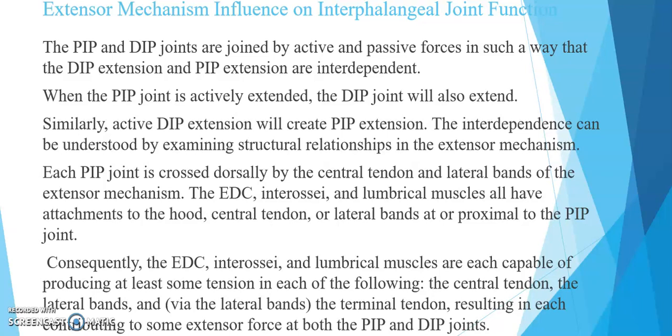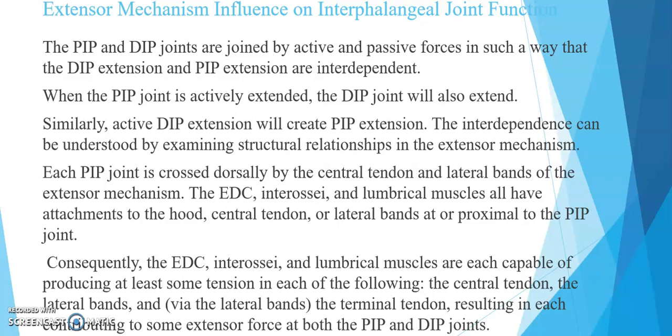Try it in your hand: when you actively extend your distal interphalangeal joint, without your knowing, you naturally extend your proximal interphalangeal joint. The interdependence can be understood by examining the structural relationship in the extensor mechanism. Each PIP joint is crossed dorsally by the central tendon and lateral bands of the extensor mechanism. Both the central tendon and lateral bands overlap the proximal interphalangeal joint, but the lateral bands are present at the distal DIP joint.